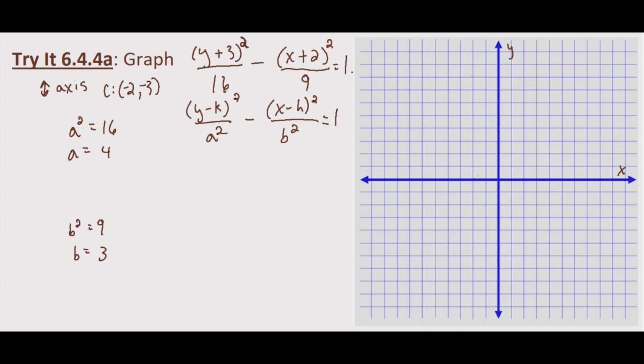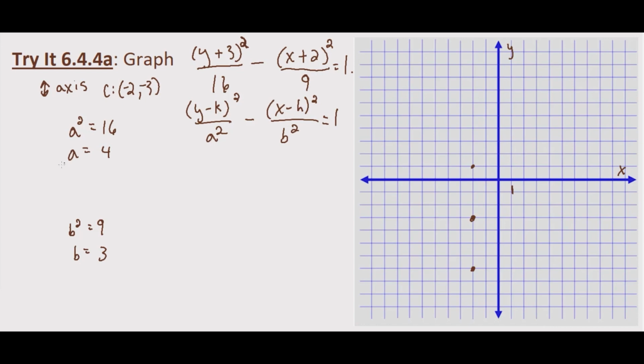Let's go ahead and draw in our center, (-2, -3). We'll go ahead and indicate a scale of 1. But typically, unless it's something different, we don't need to indicate a scale of 1. If it's a scale of 2, 20, whatever that scale is, we would need to indicate that. Generally, with 1, we don't need to. But since a equals 4, we're going to go up and down 4. 1, 2, 3, 4. 1, 2, 3, 4 for our major axis vertices.